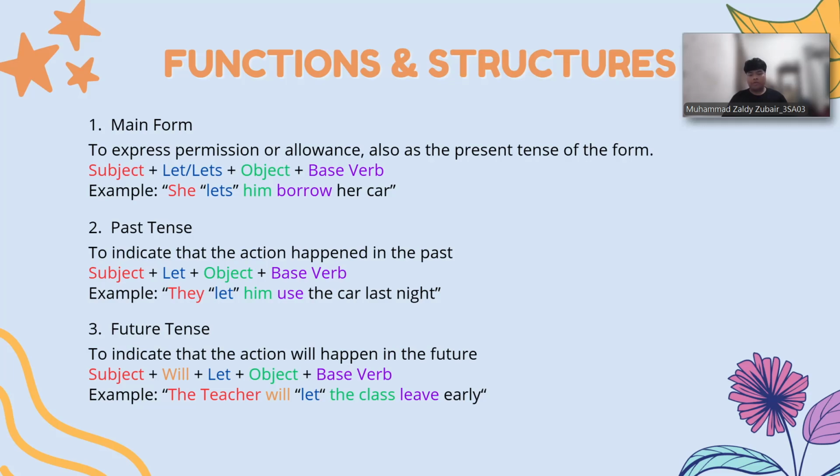Number three, future tense, to indicate that the action will happen in the future. Subject plus will plus let plus object plus base verb. The example: the teacher will let the class leave early. The teacher as a subject, will, let as a let, the class as an object, and leave as a base verb.